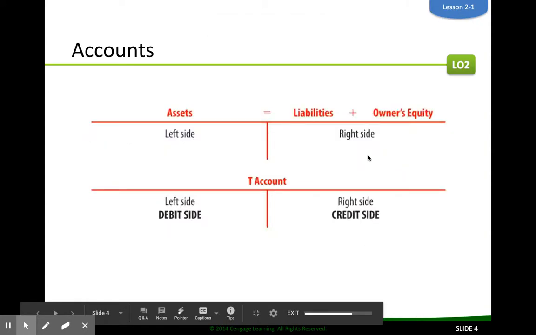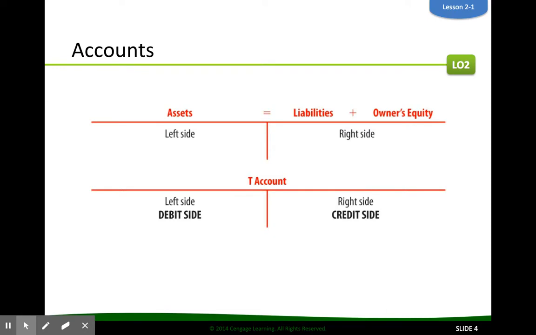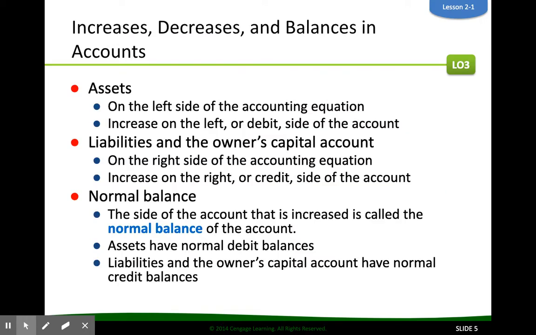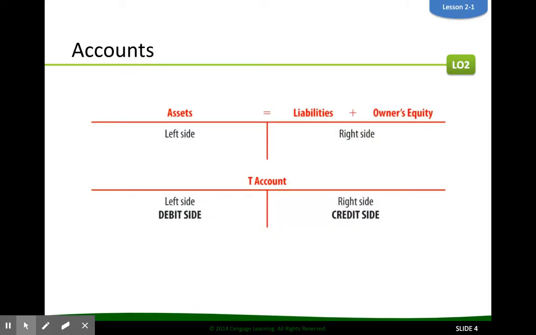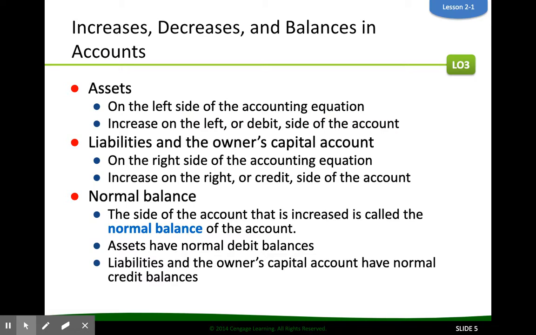So here we are, we're looking at that T account again. A T account simply shows the left side, which is the debit side, and the right side, which is the credit side. So we've evolved from our accounting equation down here to our T account. We're going to think of everything in terms of debits and credits moving forward. No more plus or minus. So assets are on the left side of the accounting equation. So flip back here, left side of the T chart. They increase on the left. When we think of the left, we think of debit.